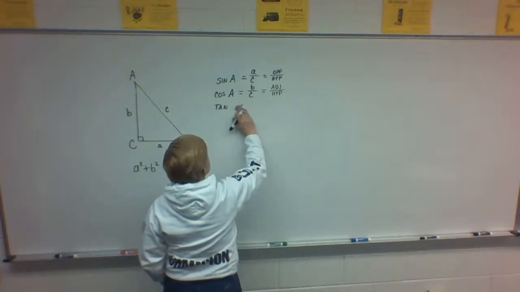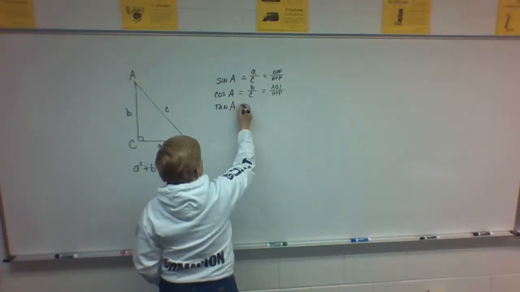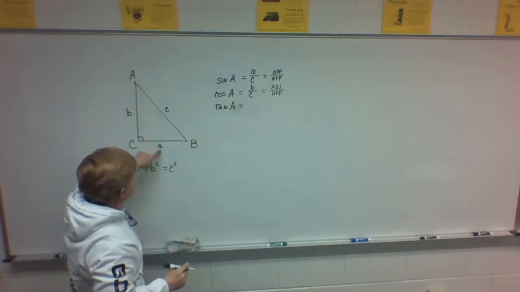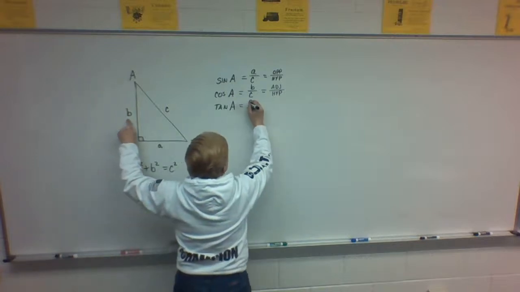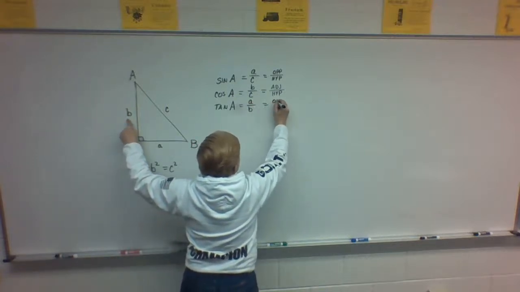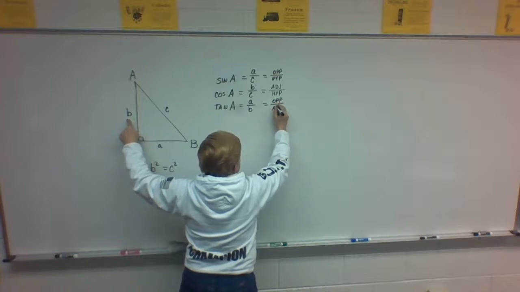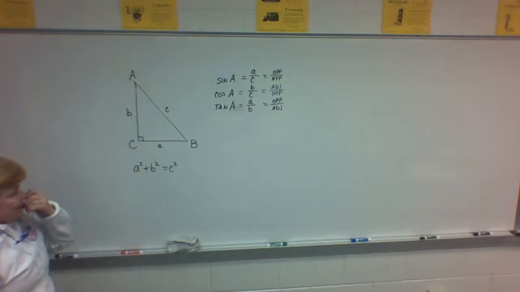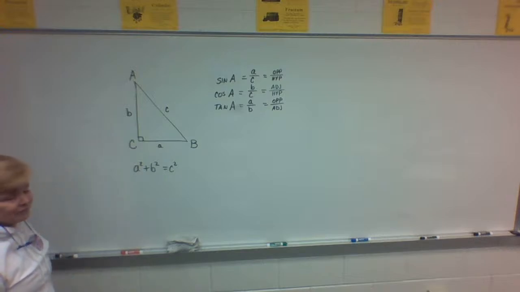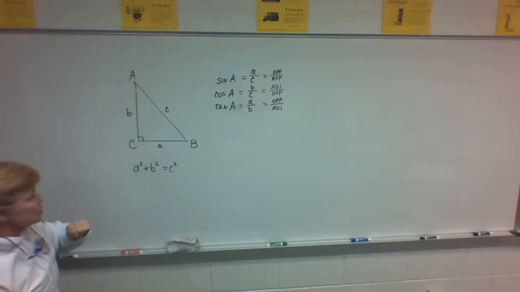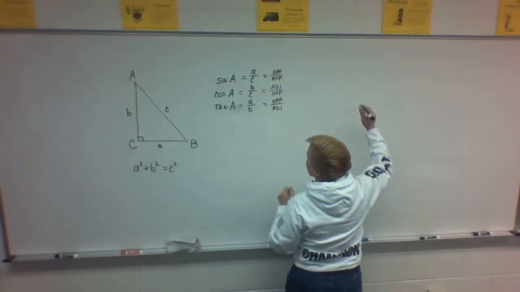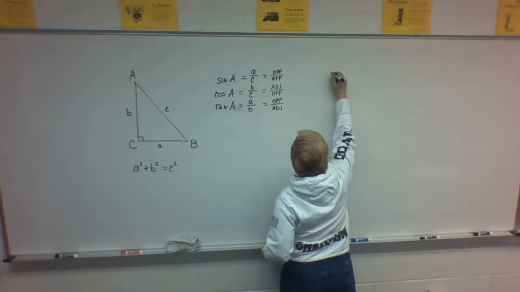Tangent of A is, because again, we focus on A, opposite A over adjacent B. Now, you might look at that and go, crap, I've got to know all of that? Because you're going to have to be able to do it for B as well, because B is also acute. So based on these generalized definitions, according to this triangle, can anybody tell me what they believe the sine of B would be?